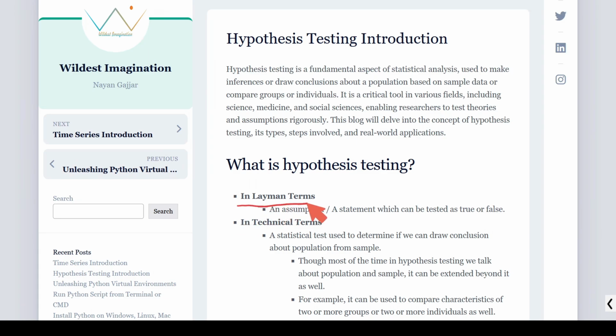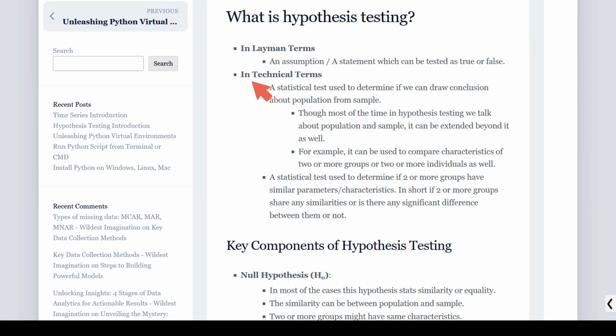In layman's terms, we can consider a hypothesis as an assumption or a statement which can be tested as true or false. It means that we want to validate whether the given assumption, the given statement, is correct or not. In technical terms, we can say that hypothesis testing is a statistical test that is carried out to determine if we can draw a conclusion about a population from a sample.